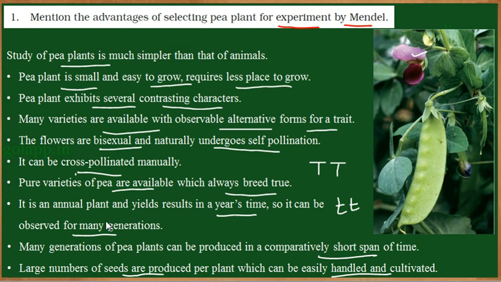So these are some of the advantages of selecting pea plant. They have got shorter lifespan, the size of the plant is small, they can be grown in a smaller area, they exhibit several contrasting characters, they are generally bisexual and undergo self-pollination naturally, but they can be cross-pollinated, and many pure varieties of plants are available. So due to all these advantages, Mendel selected pea plant for his experiment.